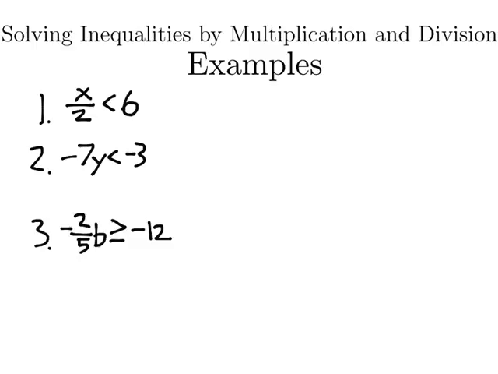So for number 1, your instinct is to multiply both sides by 2. But before we do that, we must make sure, is 2 a negative number? Because if it's negative, we reach the exception for inequalities. Luckily, 2 is positive, so we can just go ahead and multiply both sides by 2, and we'll get that x is less than 12.